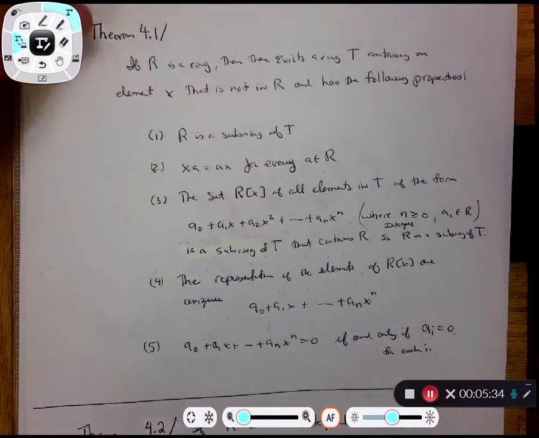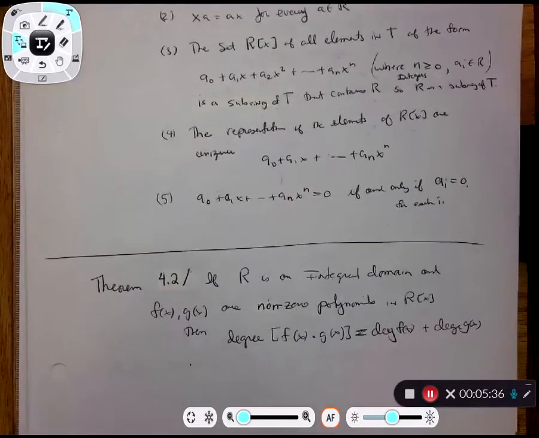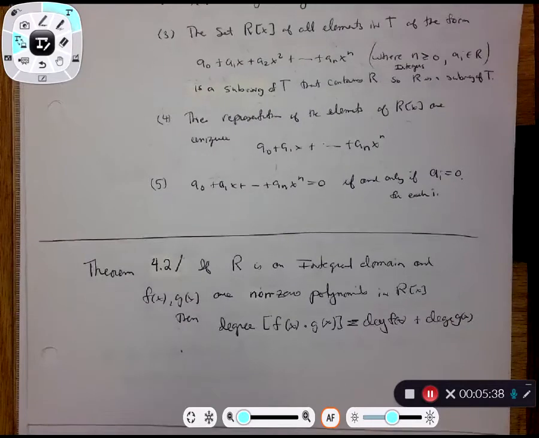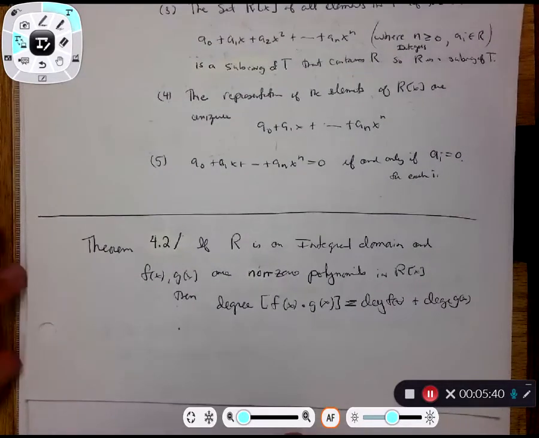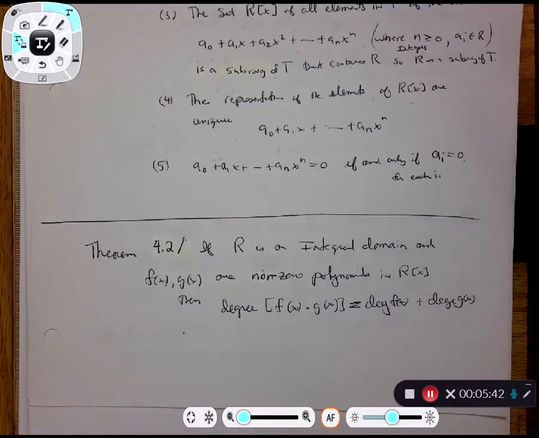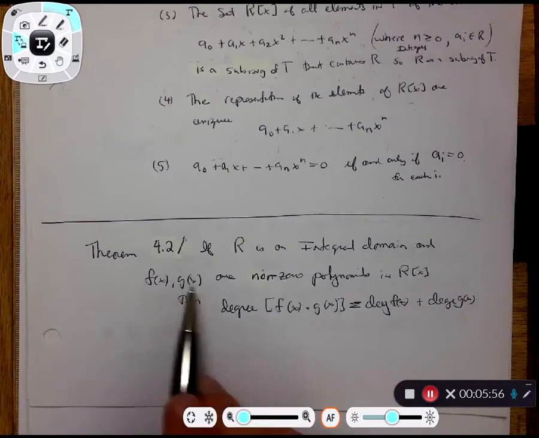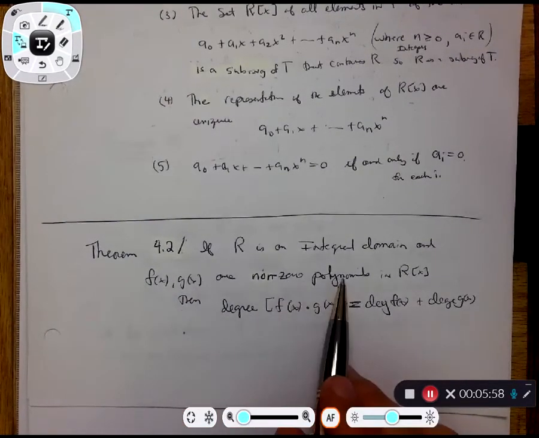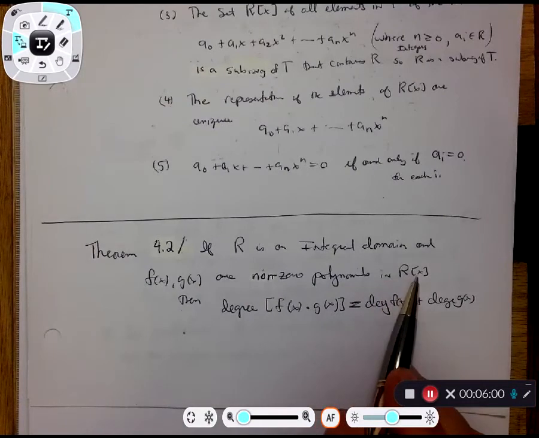So if we come over here to Theorem 4.2, Theorem 4.2 tells me this. If R is an integral domain, I'll remind ourselves what an integral domain is. An integral domain is a commutative ring with identity with no zero divisors. And f(x) and g(x) are non-zero polynomials in R adjoined x.